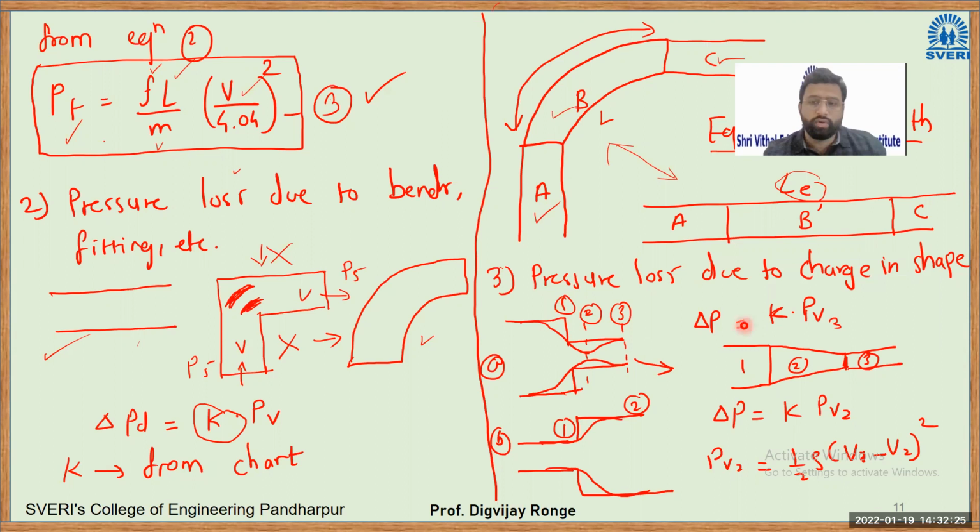In first case, pressure loss will be equal to K into PV3. So K constant into dynamic head at point number 3. And in second case, pressure loss will be equal to K into PV2, that is dynamic head at point number 2. So here always we are taking dynamic head at exit multiplied by K constant, and K is taken from graphs or charts. Okay, so there are 3 types of pressure losses: pressure loss along the length of the duct, pressure loss due to bends and fittings, and pressure loss due to sudden change in shape.